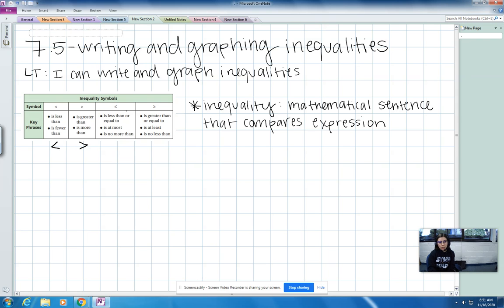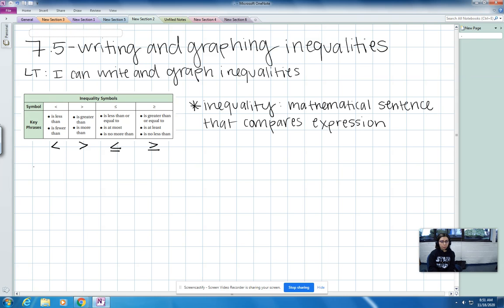The next two are a little bit new to us. So they look like the greater than, less than symbols, but they have a line underneath. Adding that line underneath adds the words or equal to. So this symbol means less than or equal to. It means the thing on the left can either be less than the thing on the right, or it can be equal to it. It can be either or. So then this one means greater than or equal to. It means the thing on the left can be greater than the thing on the right, or could be equal to it. Either of those would be fine.